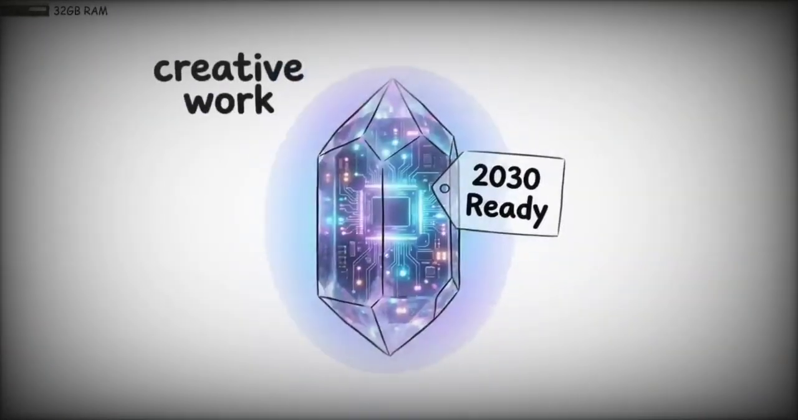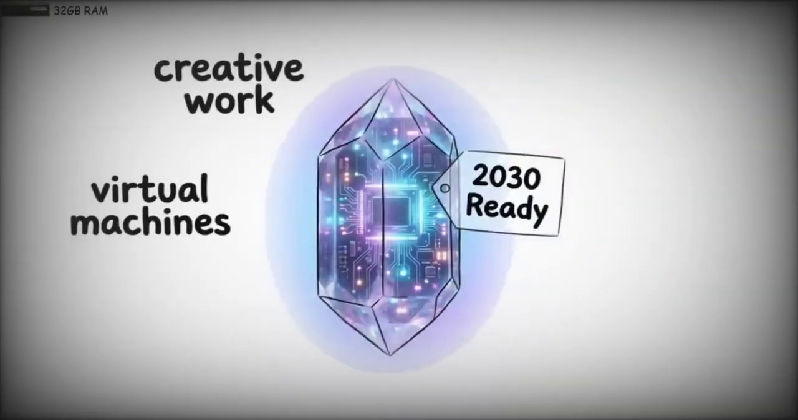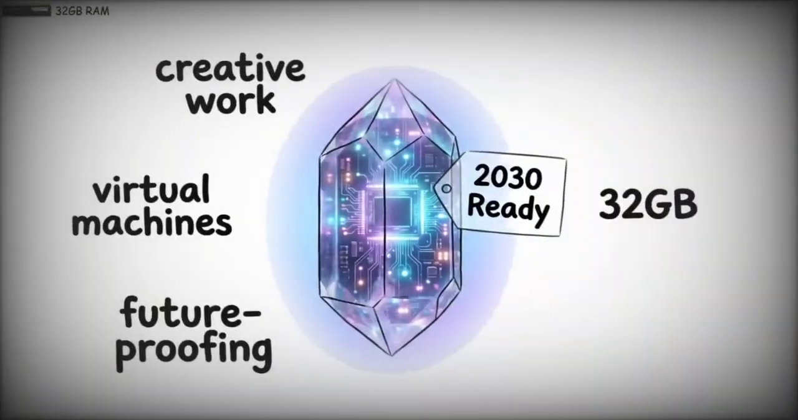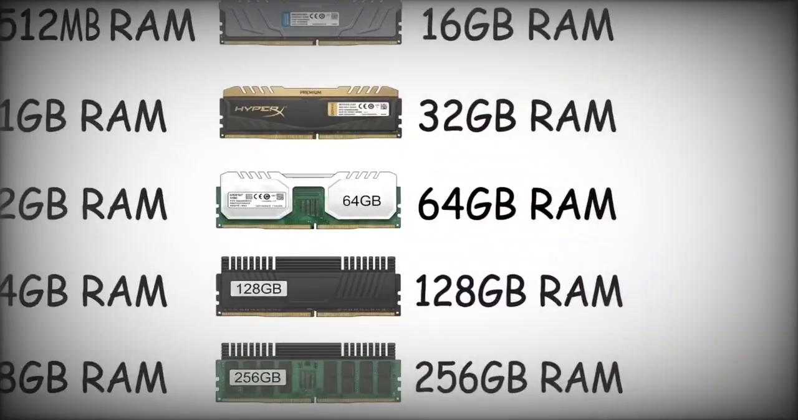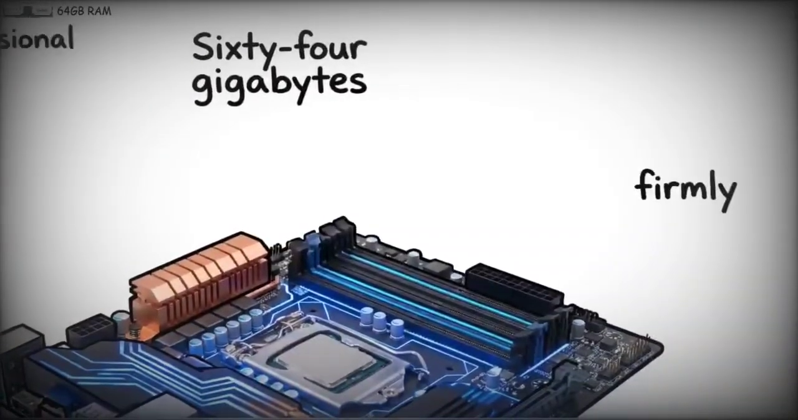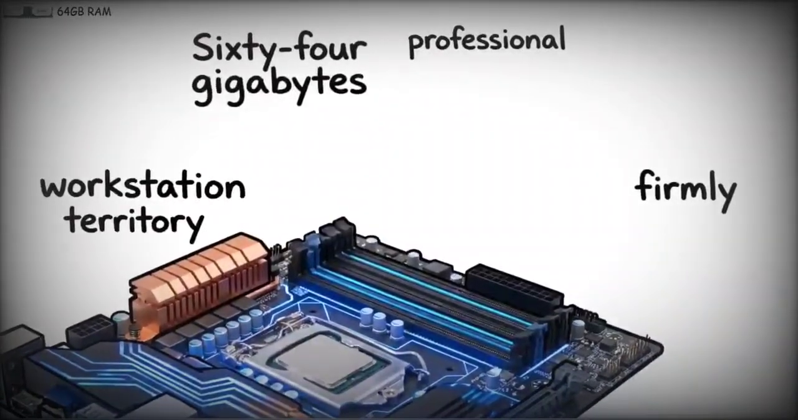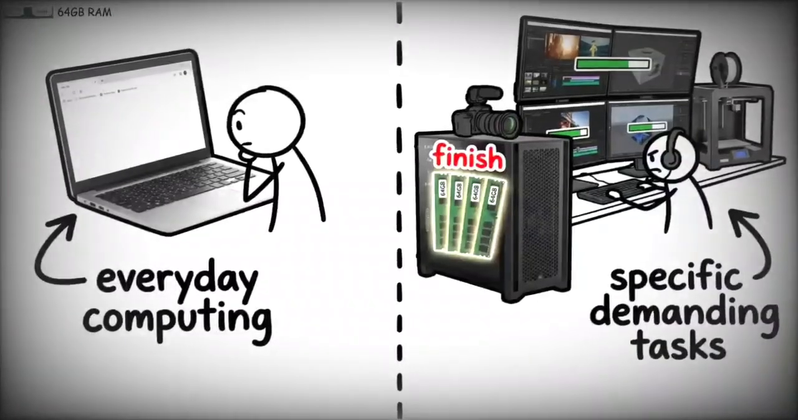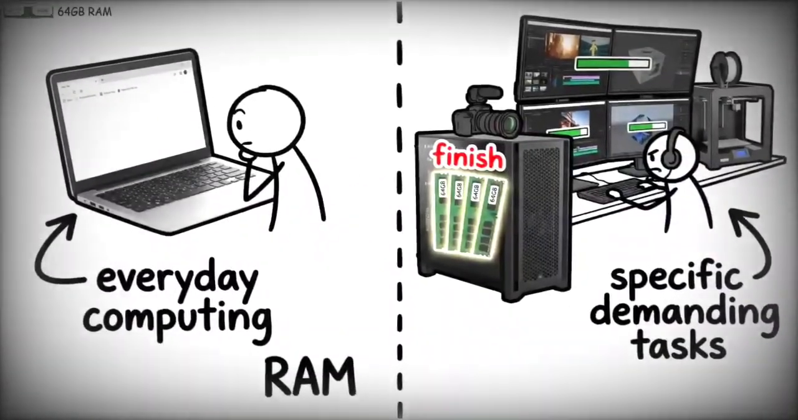But if you do creative work, run virtual machines, or just want future-proofing for the next 5 to 7 years, 32 gigabytes is a smart choice. 64 gigabytes RAM. 64 gigabytes is firmly in professional and workstation territory. This is no longer about everyday computing. It's about specific demanding tasks where RAM directly affects how fast or even whether you can finish your work.